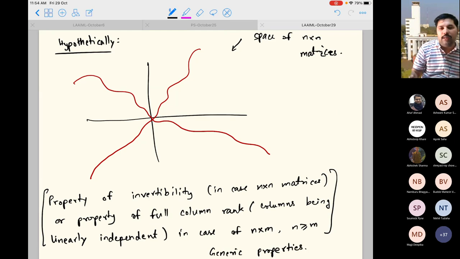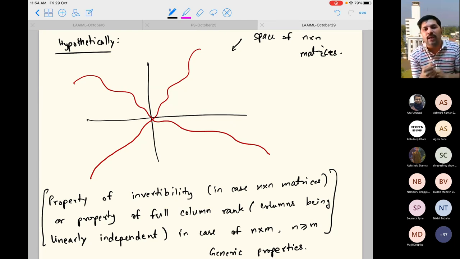What is a generic property? A property is a generic property if the set on which this property does not hold true is a very small set. In terms of mathematics, that set is called a set of measure 0. So it is not a very big set. It's a very small set. It's the set with measure 0, right?